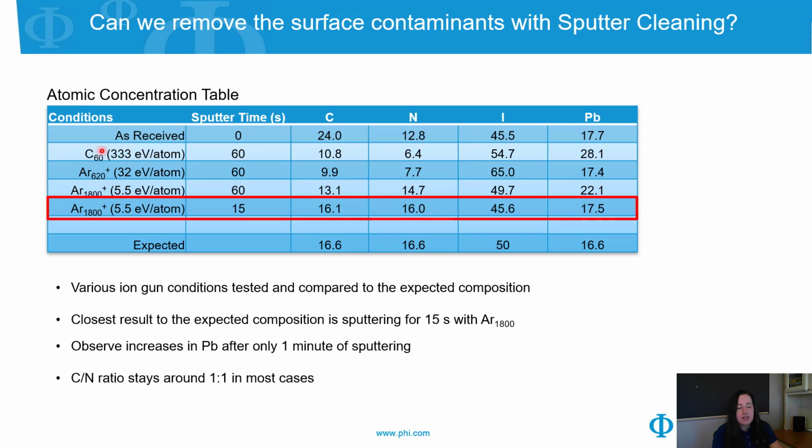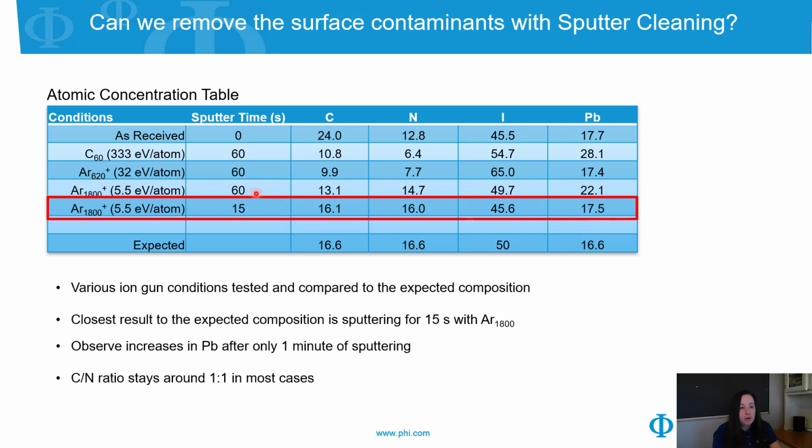First, we tried the C60. We did 60 seconds of sputtering, and then we looked to see what the composition was after that. And we see carbon and nitrogen have gone down considerably. Iodine is a little higher, and lead is much higher. We also tried 2 different argon gas cluster sizes, 620 cluster size as well as 1800. And these 2 sputtering at 1 minute also did not result in the expected composition.